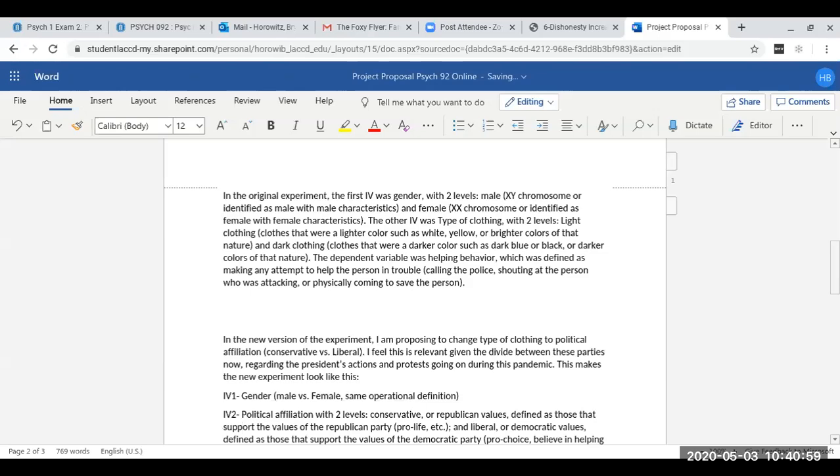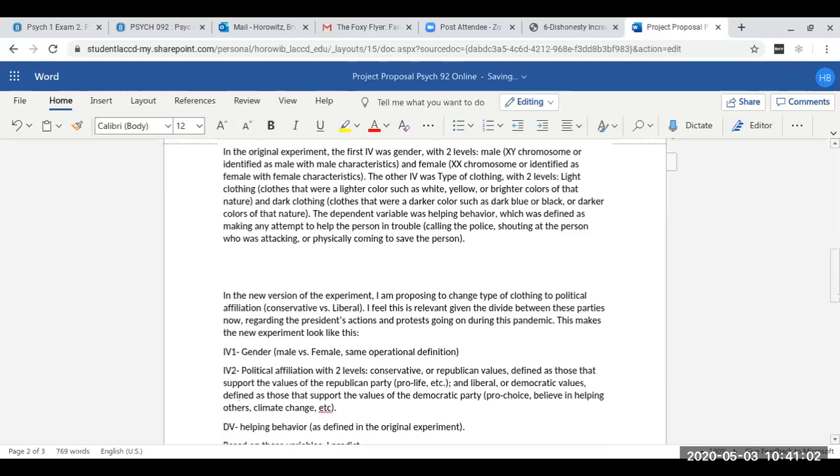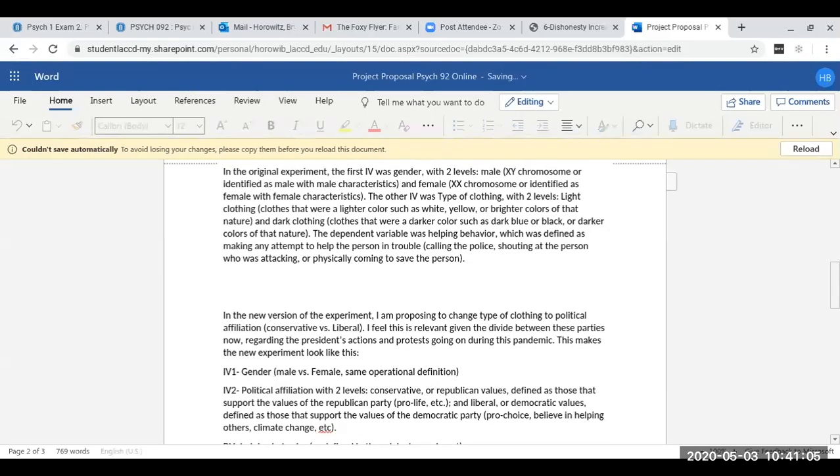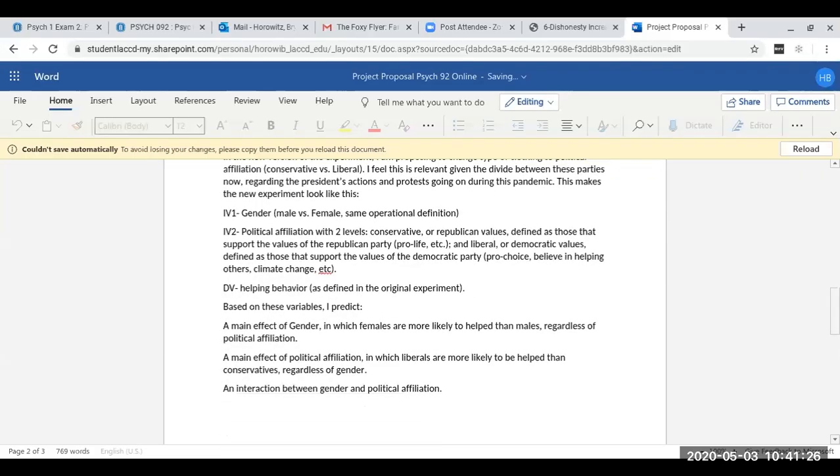IV1, gender, male versus female, same operational definition. And IV2, instead of clothing, is now political affiliation with 2 levels, conservative or Republican values, defined as those that support values of the Republican Party, such as pro-life, etc., and liberal or Democratic values, defined as those that support the values of the Democratic Party, pro-choice, believe in helping others, believe in climate change, etc. So, looking at that, the DV is still helping behavior as was originally defined in the original experiment. So all I did was change clothing type to political affiliation. So it's a completely different independent variable with 2 completely different levels. This makes it a brand new study.